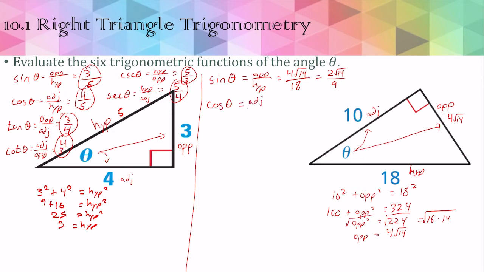Cosine is the adjacent over the hypotenuse. The adjacent is 10, hypotenuse is 18. We can reduce that to 5 over 9. And then tangent is the opposite over the adjacent, which is 4 square root of 14 for the opposite, and the adjacent is 10. Wait, we can reduce by 2, so it'll be 2 square root of 14 over 5.